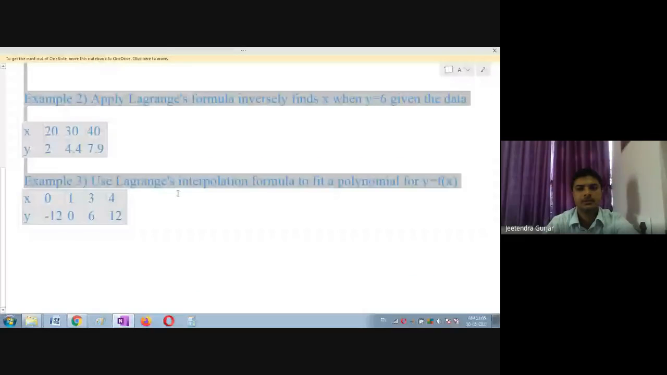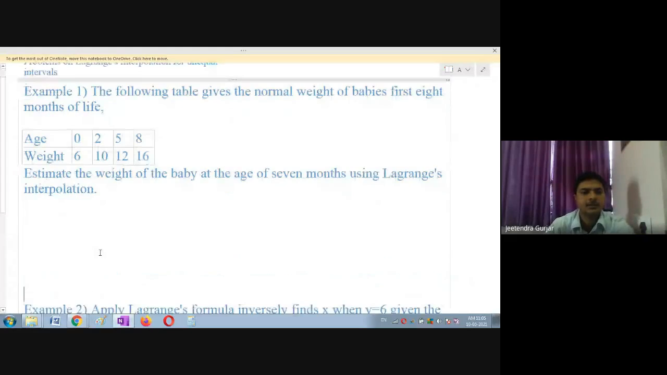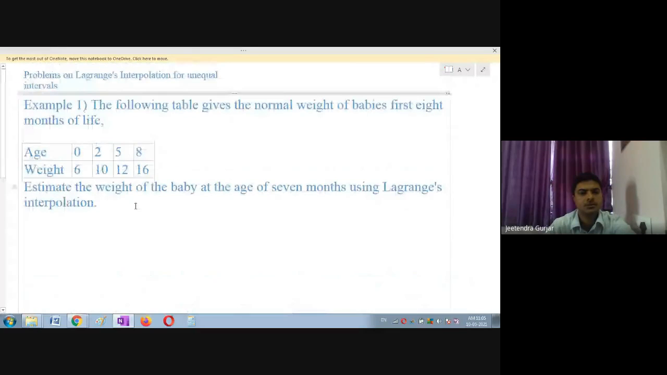Okay. So here we will solve now. The following table gives the normal weight of babies in the first 8 months of life. Here we have a good application example. They have given the age 0, 2, 5 and 8 months, and the weight 6, 10, 12, 16, probably in some unit. Estimate the weight of the baby at the age of 7 months. So 7 is not there, using Lagrange's interpolation, students. Okay, let us solve this problem now.